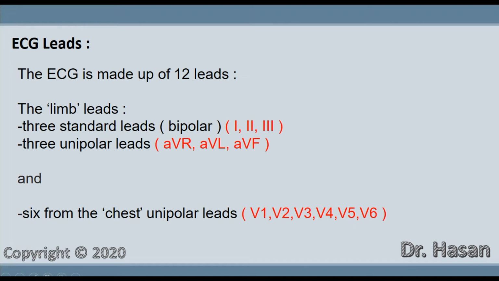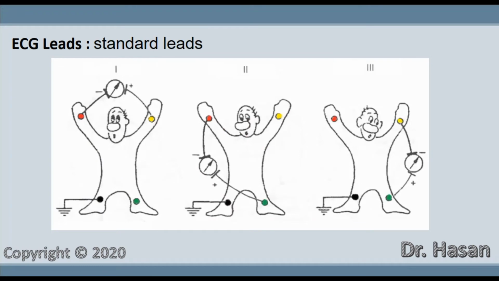Let us talk about the standard leads. First lead. It records the potential difference between the right arm and the left arm. The second lead records the potential difference between the right arm and left leg. The third lead records the potential difference between the left arm and left leg. Why are they bipolar? Because both sides of the electrodes have a potential.